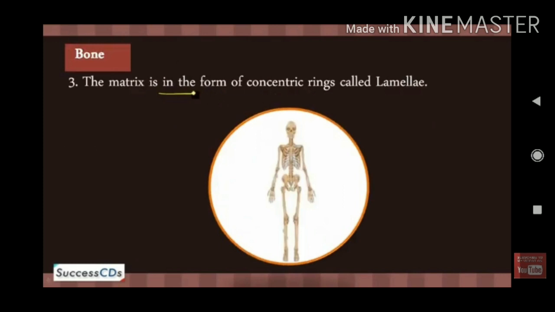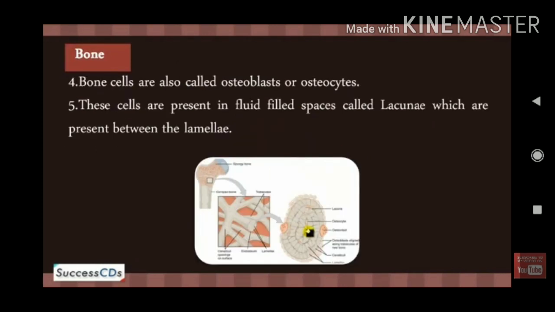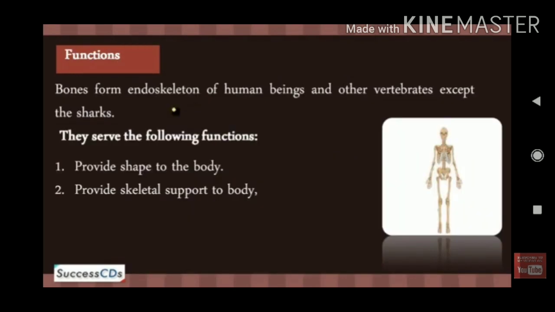The matrix of the bones forms concentric rings. We call it a lamella. The bone has a cavity. The cavity is called the bone marrow. From the bone marrow, the red blood cells are formed. So it's also one of the important things, students.